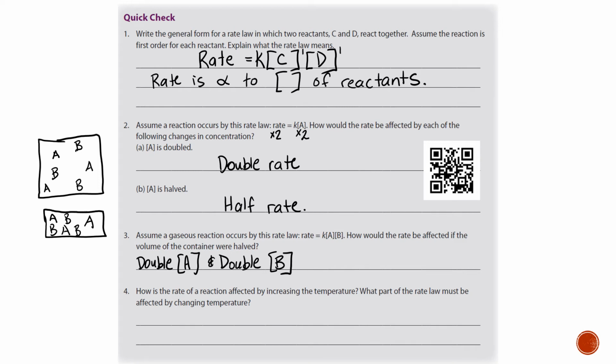Now if we look at that with our rate law, we're going to take A times 2, and we're going to take B times 2. Anything we do to the one side of the equation, we also have to do to the other. So I'm going to take my rate times 2, which is equal to 4 times the rate. So I'm going to say the rate is quadrupled.